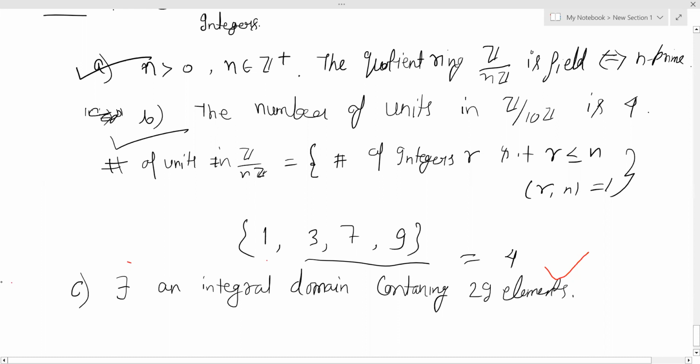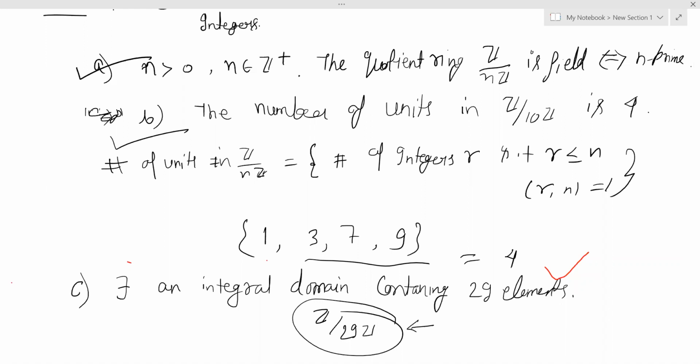Is this true or false? Z by 29 Z. Why will the quotient be an integral domain? Because 29 is a prime number, therefore no zero divisors. The product of two non-zero elements will never be 0. Okay, right. So it is even a field, right? Yes. So this is a correct statement.